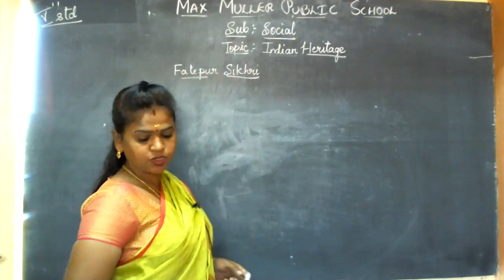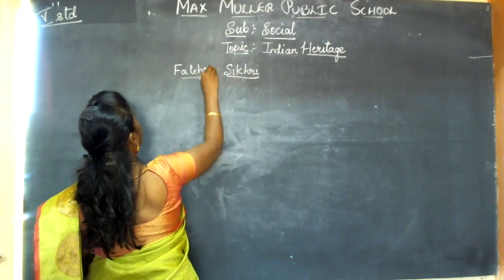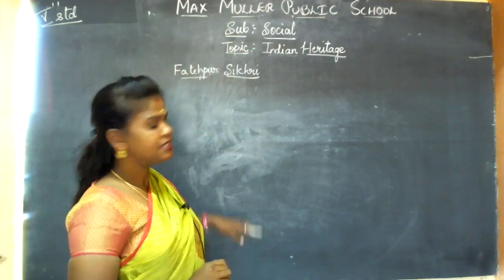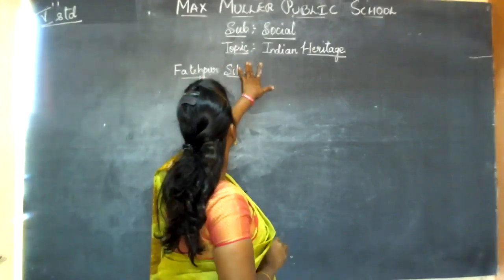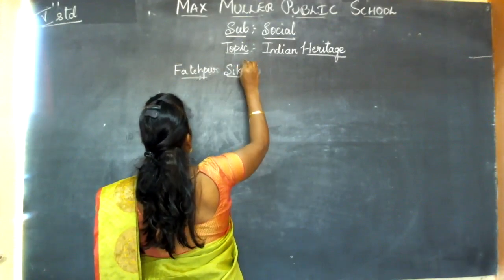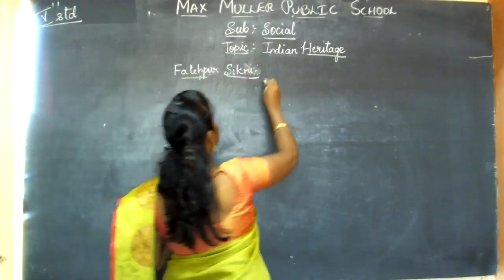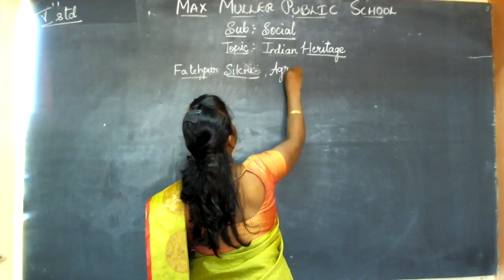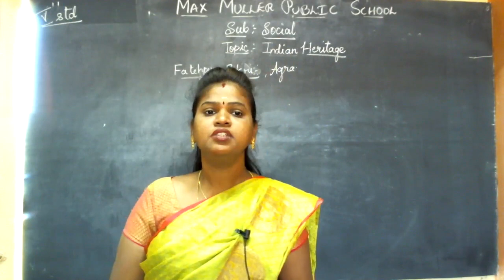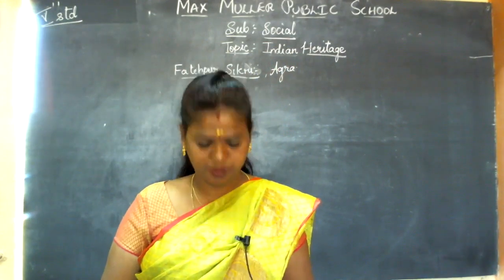The next monument which we are going to learn about is Fatehpur Sikri. And where is this Fatehpur Sikri located? Again, it is situated in Agra of New Delhi. So I'm just going to read once. You just look into your textbooks.